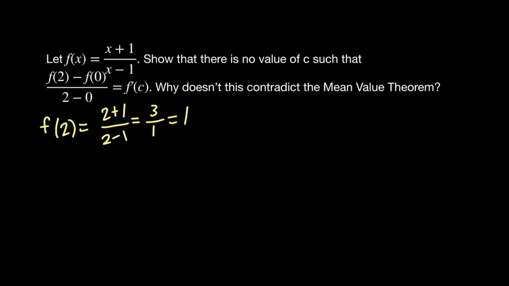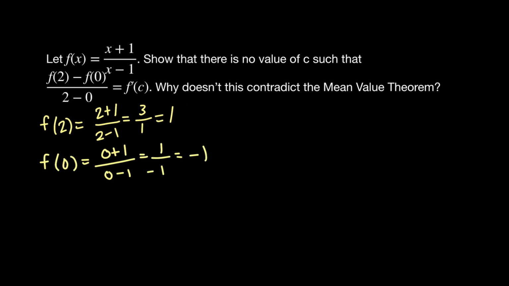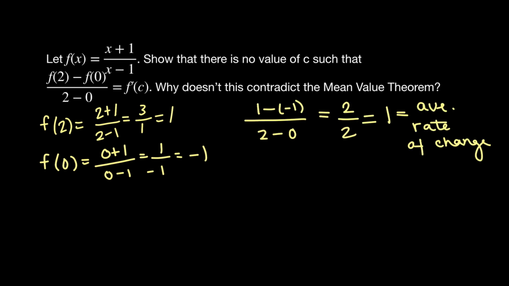So I'm going to start by finding that average rate of change, f of 2 minus f of 0 divided by 2 minus 0. F of 2, if I plug 2 into my function, I get 1. F of 0, plug 0 into the function, we get negative 1. So my average rate of change would be change in y, 1 minus negative 1, divided by change in x, 2 minus 0. 2 divided by 2 is 1. So the average rate of change from x equals 0 to x equals 2 is 1.